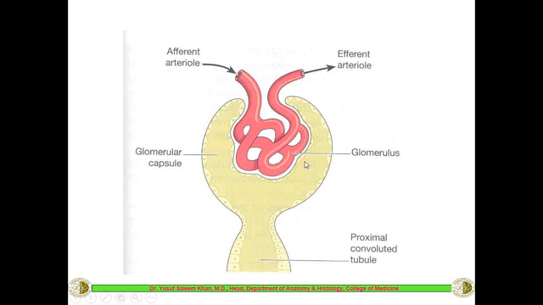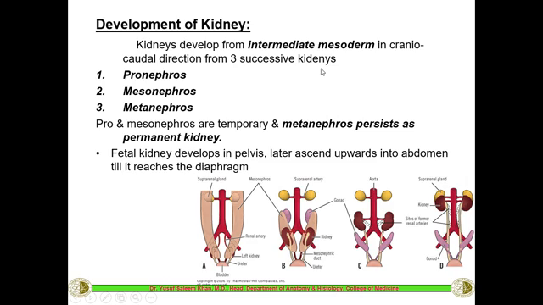So this is the glomerulus as well as this is the Bowman's capsule. These are the afferent arterioles which will be supplying the blood to the glomerulus, and these are the efferent arterioles. Now coming to the final component, that is the development of the kidney. The kidney is developed from the intermediate mesoderm in the craniocaudal direction from three successive kidneys.